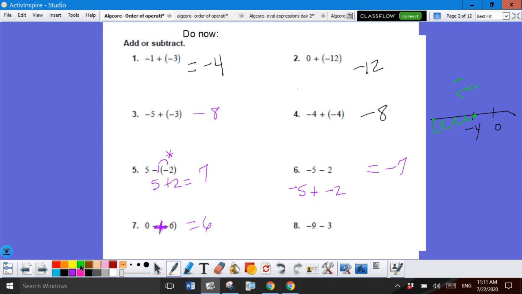We actually can make use of something called keep, change, change when we see these negatives. I can keep the first sign, change the next sign, and change the next sign by adding in a second negative. So this becomes -9 plus a -3, which is -12. So sometimes it's easier to think about that in terms of keep, change, change.